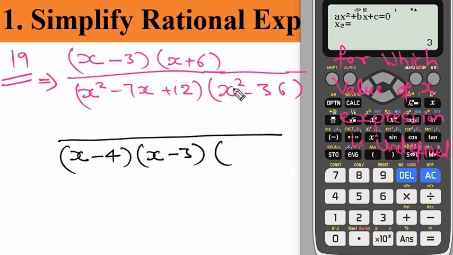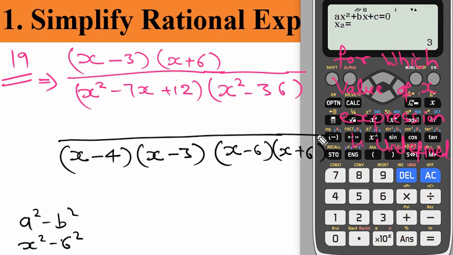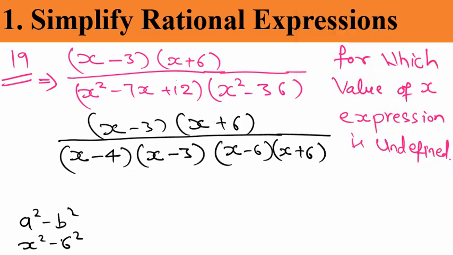And if I factor this one, this is nothing but, I told you, a square minus b square. So x square minus 36 is 6 square. That will give you x minus 6 multiply x plus 6, right? In the numerator we have x minus 3 multiply x plus 6, which we don't care about right now. Now you have to find all values of x for which this expression is undefined. So what are those values? So x equal 4, x equal 3, x equal 6, and x equal -6. For all these values, the function will be undefined.